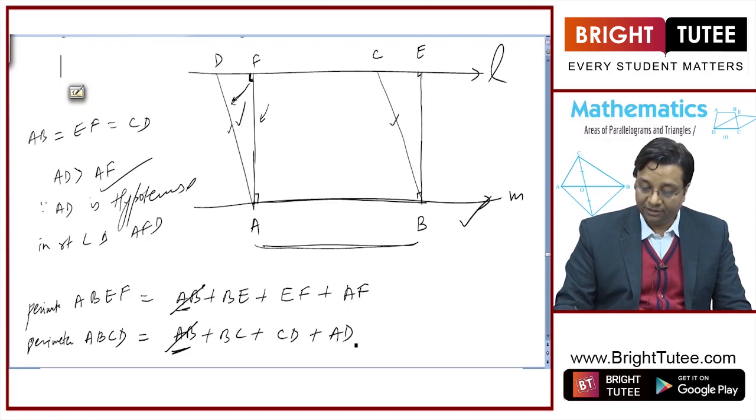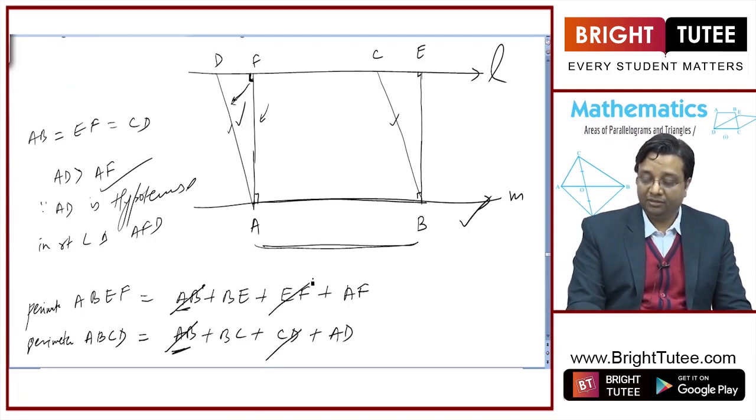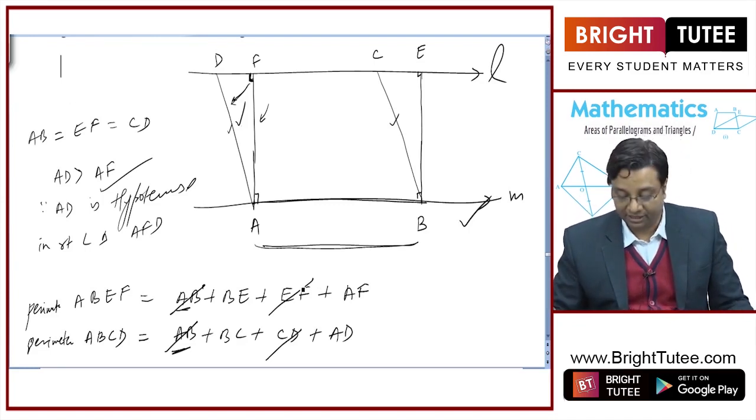Which other side is equal? CD is equal to EF. So, these are also equal and can be cancelled. Why are they equal? Because in a rectangle, opposite sides are equal. So, AB is equal to EF. In a parallelogram, opposite sides are equal. AB is also equal to CD. So, CD and EF are equal and hence they can be cancelled.